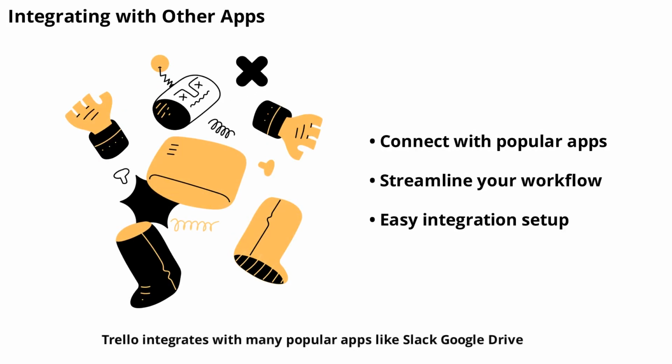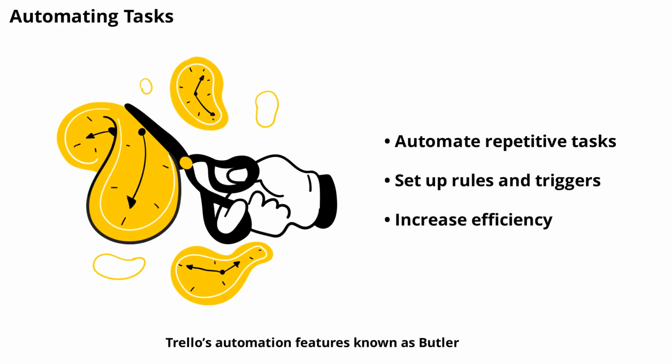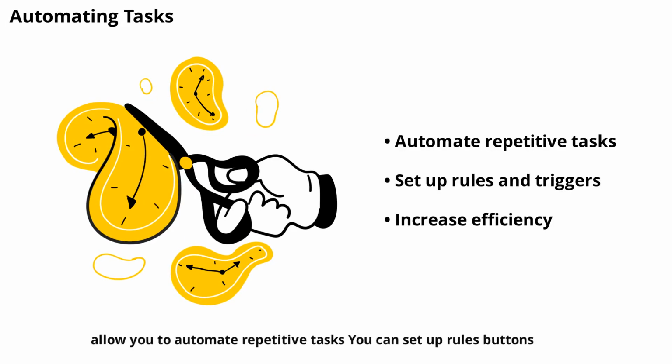Trello integrates with many popular apps like Slack, Google Drive, and Dropbox. These integrations help you streamline your workflow and keep all your tools connected. To add an integration, visit the Power-ups menu, search for the app you want, and follow the prompts to connect your accounts.